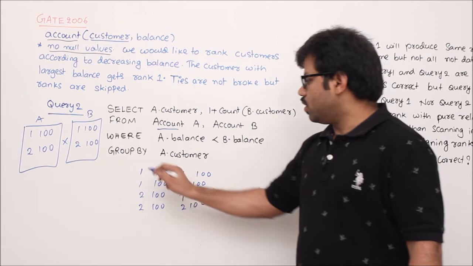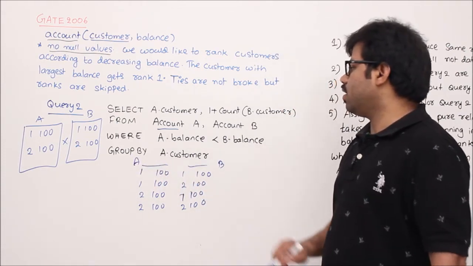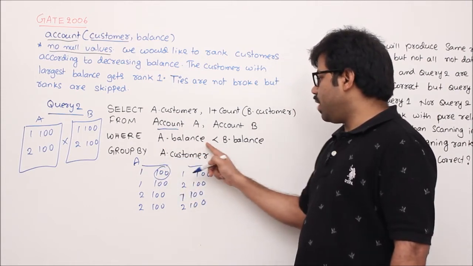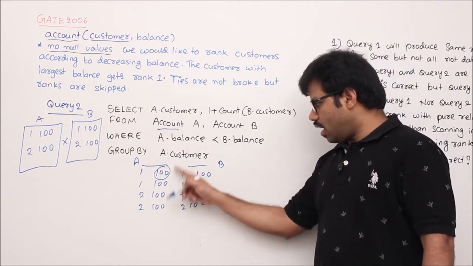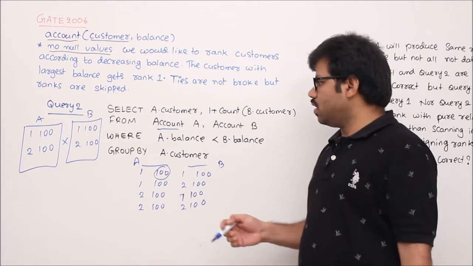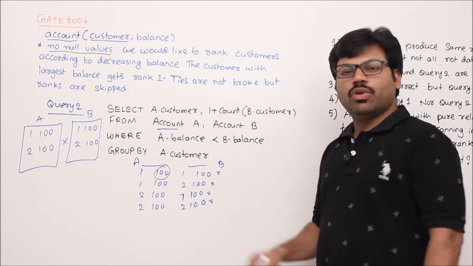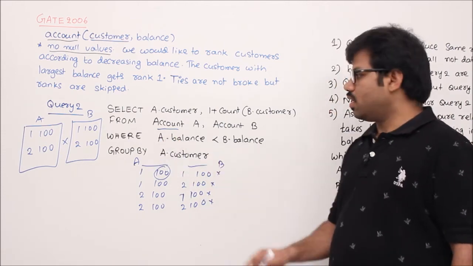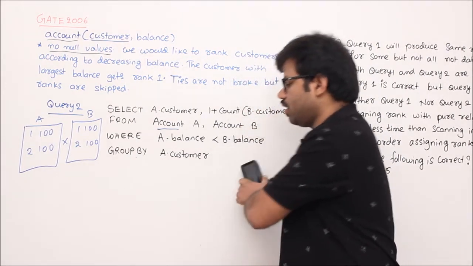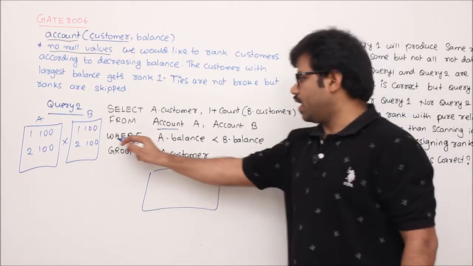Yes, done. So this is A part and B part. Then where A dot balance less than B dot balance. If you see the data, all are same values, right? Then A dot balance less than B dot balance is always false. So rejected, rejected, rejected, rejected. No tuple will be selected because of where condition. So if I reject this entire data, you get nothing. So you get empty table. So far we have empty table after where condition.